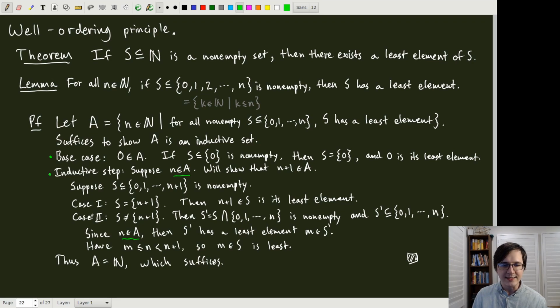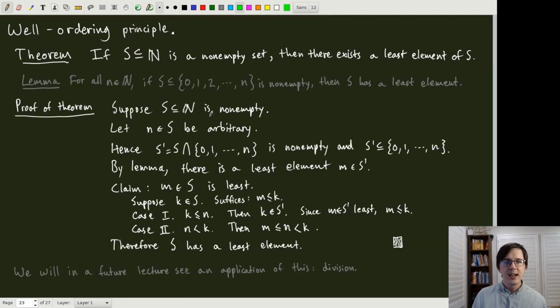That completes case 2. Both cases are handled, so the inductive step is completed. And so, since we've shown the two properties of it being an inductive set, we can conclude by that theorem that A is N, and that suffices for this lemma. Okay, so now that we've proved this lemma, the well-ordering principle itself is fairly straightforward to prove.